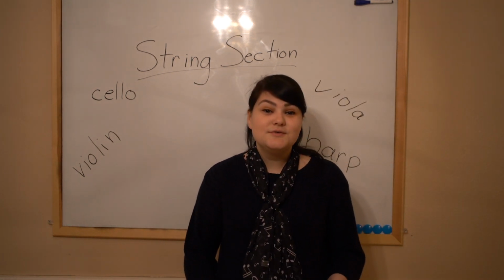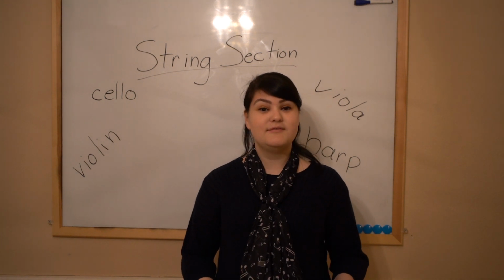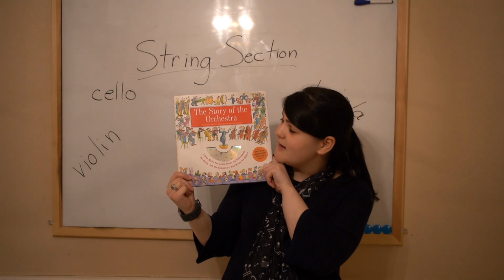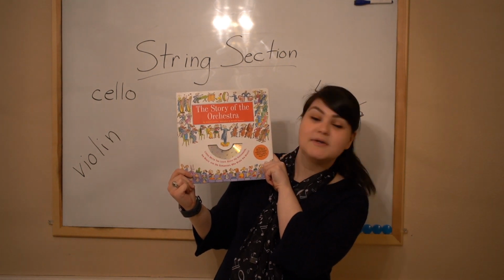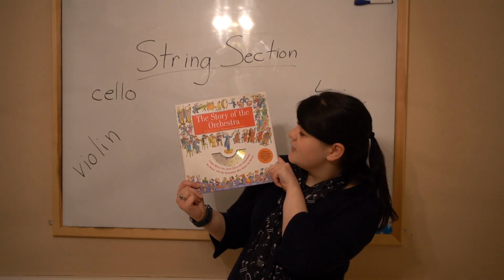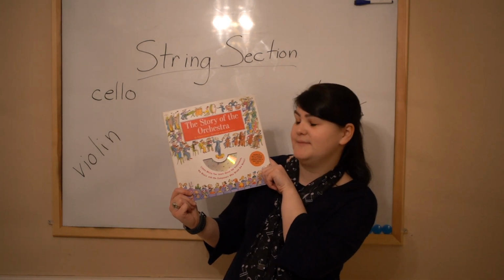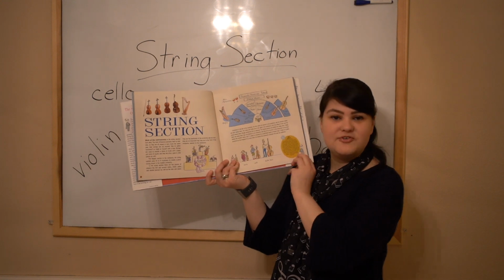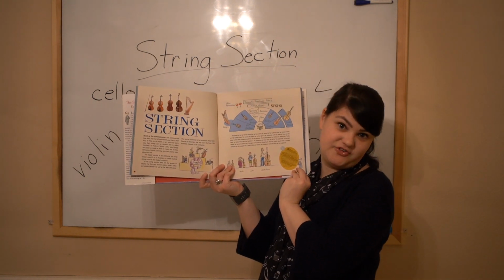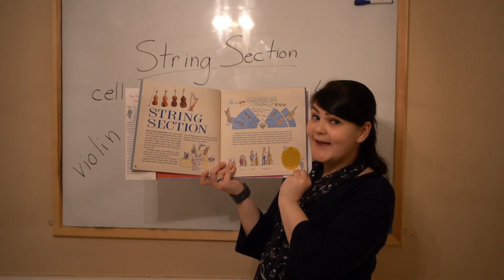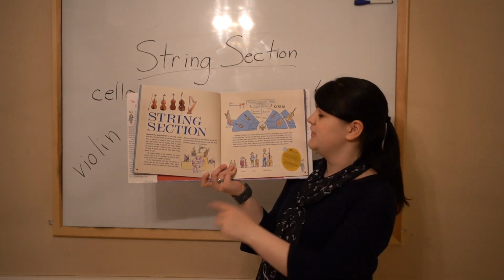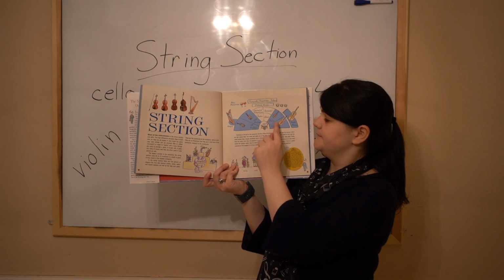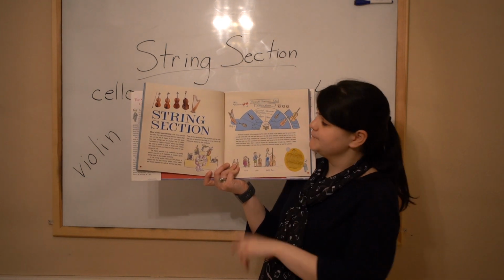Now, to learn about the parts of the orchestra, we're going to be using our book, The Story of the Orchestra by Robert Levine, and our illustrations are by Meredith Hamilton. So, this is the information about the string section. Now, the people who play string instruments sit in these blue areas here. Can you see the blue?